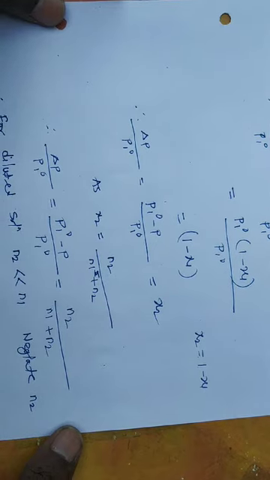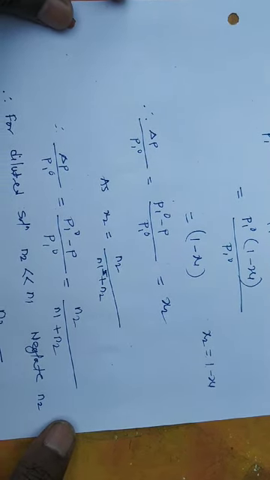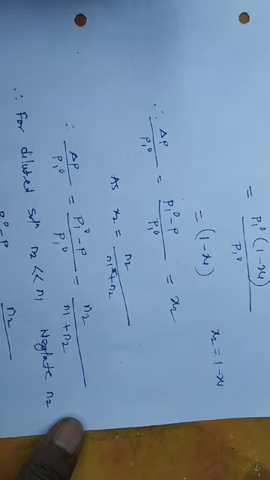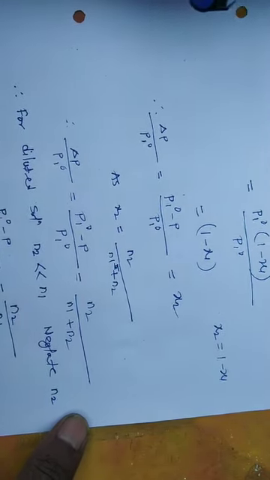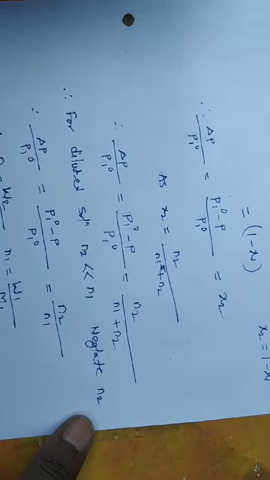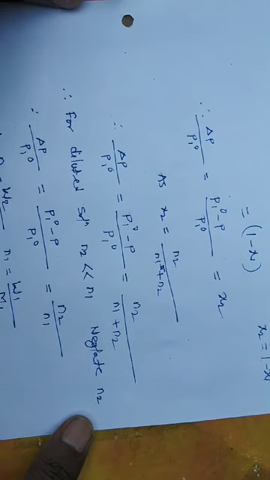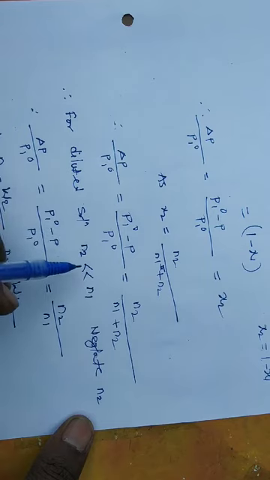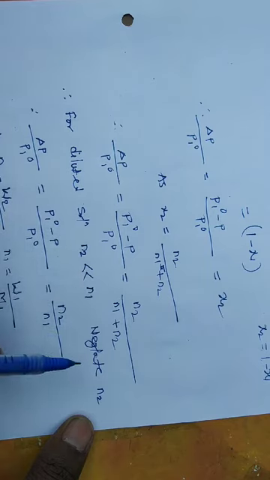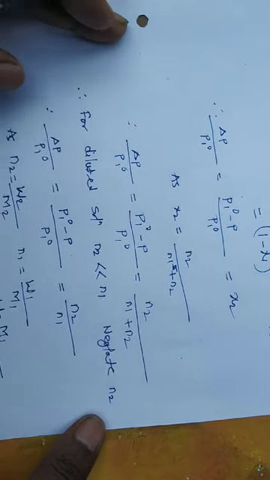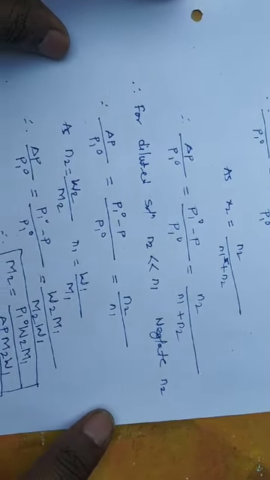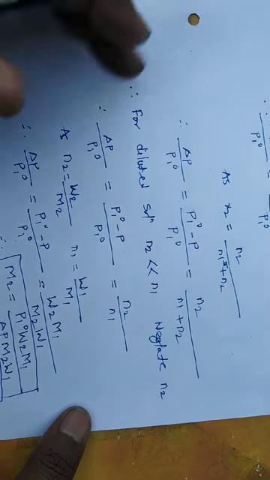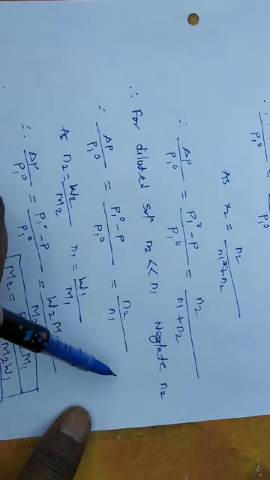So x2, the mole fraction of solute, is equal to n2 upon n1 plus n2, where n1 is the number of moles of solvent and n2 is the number of moles of solute. Now for a dilute solution, the number of moles of solute is very much less than the number of moles of solvent, so n2 is very less than n1, and we can neglect the value of n2 in the denominator. So delta P upon P1 naught is equal to P1 naught minus P upon P1 naught is equal to n2 upon n1, where n2 is the number of moles of solute and n1 is the number of moles of the solvent.